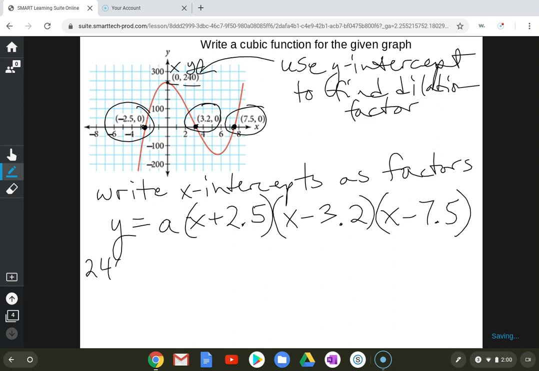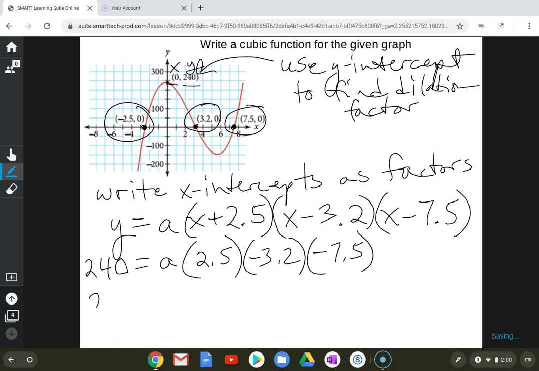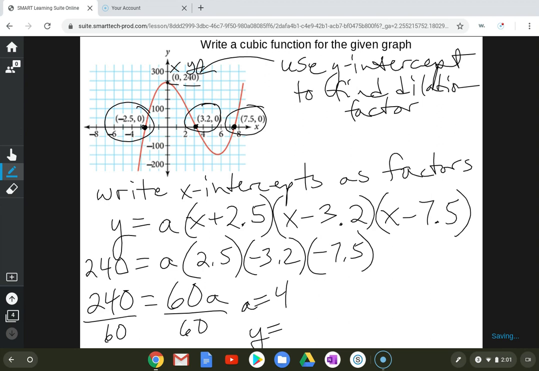So 240 equals a times (0 plus 2.5) times (0 minus 3.2) times (0 minus 7.5). If you multiply all this together, you end up getting the number 60. And so if we divide both sides by 60, we get a equals 4. So our final polynomial, I'm going to try and write this small, is 4 times (x plus 2.5) times (x minus 3.2) times (x minus 7.5).